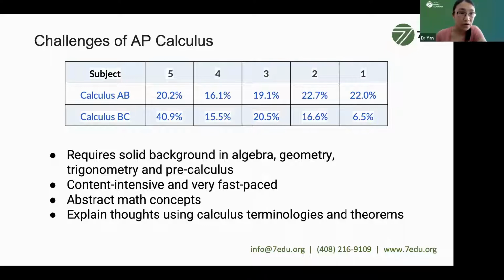AB has 8 units with more than 100 topics, and BC has 10 units with more than 130 topics to cover. And therefore, you really need to get used to having this very fast-paced content and actually not falling behind. Because if you fall behind in the earlier topics, you will feel even more behind when you move on to the later topics. Then we all feel completely lost toward the end.